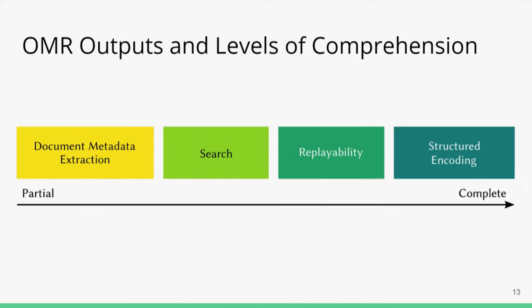The first category would be document metadata extraction, where you just want to get some information about the score. Search is clearly to be able to search within music score. Replayability wants to create an audible version of music score. And only for recovering the music notation fully, which we call structured encoding, you need to comprehend all of the information that is written down in music notation.